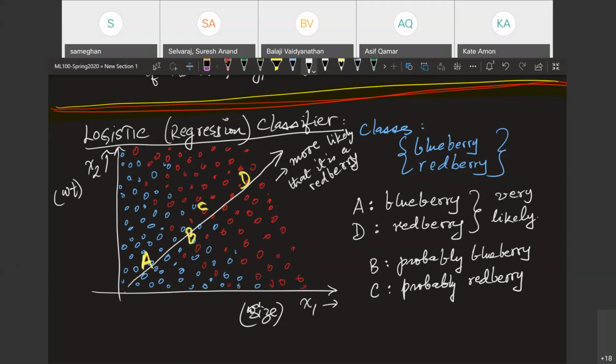Are we together? As you go from this point along this line, this is your line of increasing likelihood that it is a red berry. Would you agree, guys, with this statement? I hope you see this. It is quite obvious, right?